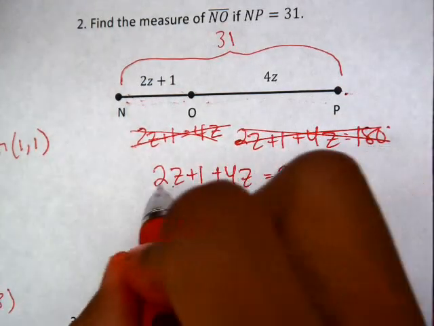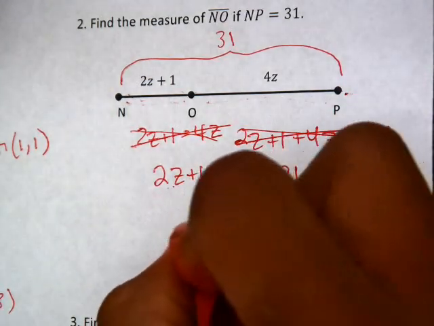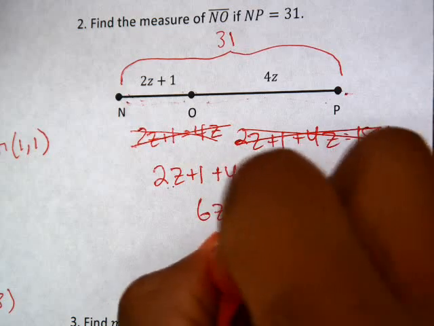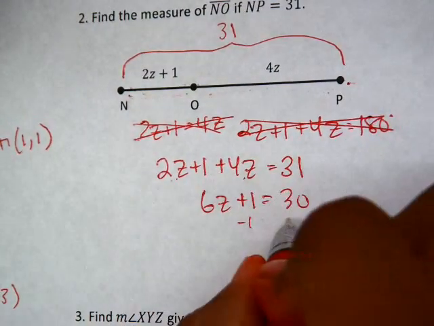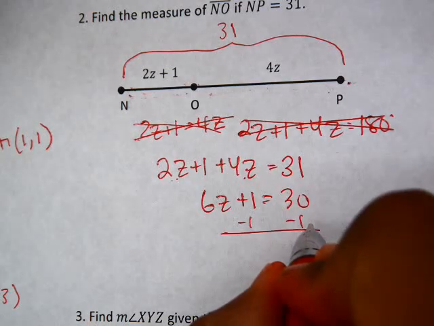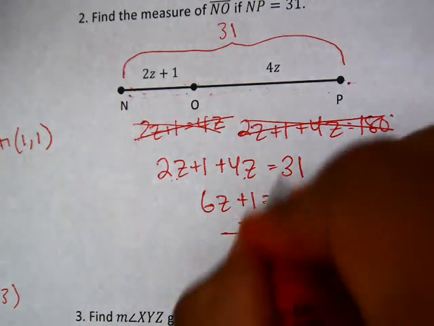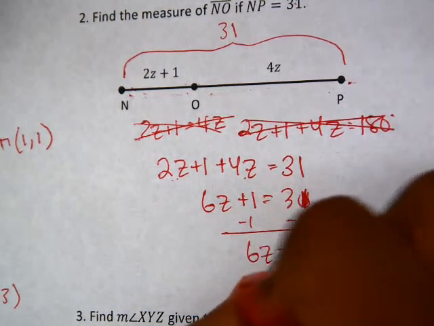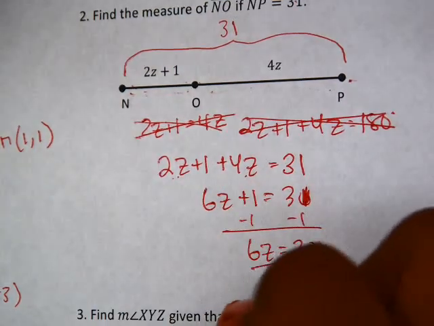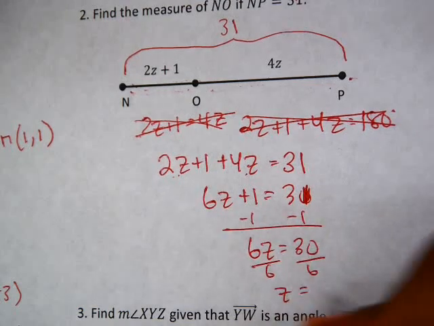So combining like terms, 2z and 4z makes 6z, and there's plus 1 equals 31. Sorry, it should equal 31, I'm sorry. Subtract 1, 6z equals 30 now, and divide by 6, z is equal to 5.